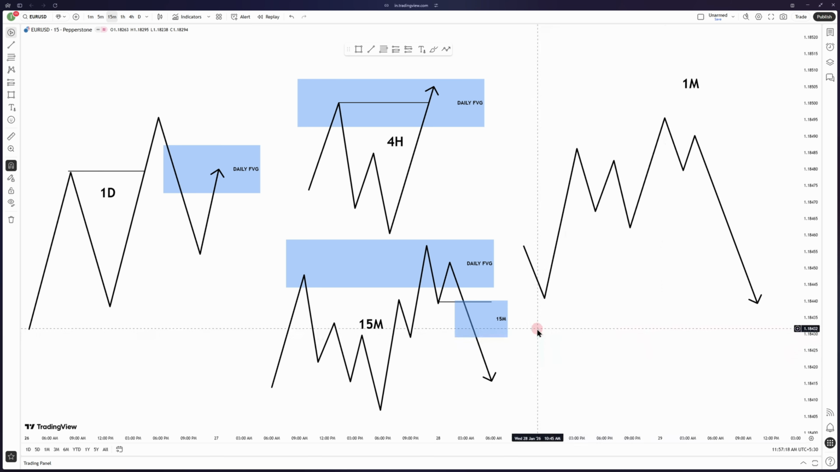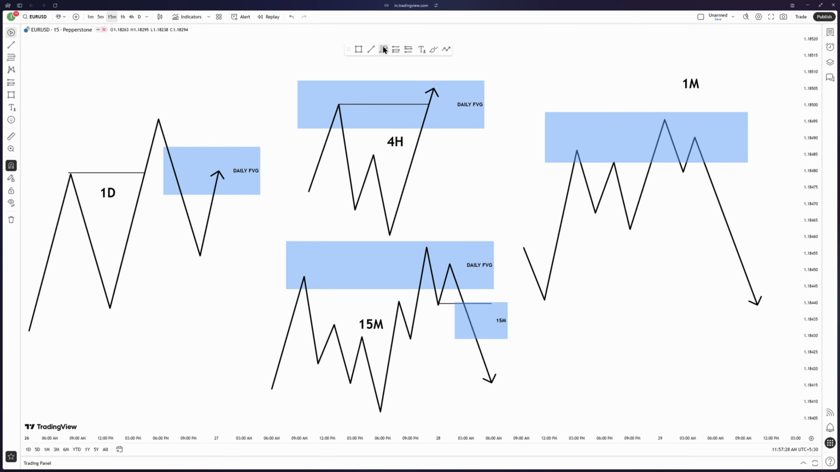Now the key thing is that we want to see the same type of manipulation on our entry time frame. So we drop down to the 1-minute time frame and simply wait for a liquidity sweep inside the 15-minute fair value gap. Once we get that sweep along with confirmation, we take the entry and target the opposing side liquidity.